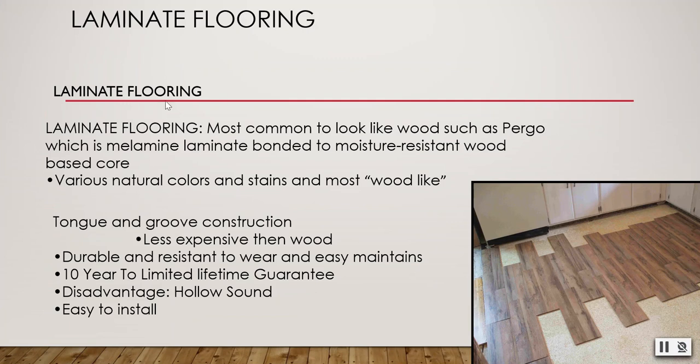Next, we want to talk about laminate floorings. Laminate flooring is another great option, and they're really getting innovated. Laminate floorings most commonly look like wood, such as Pergo. Laminate floorings are basically a melamine laminate bonded to a moisture-resistant wood base core. It's a piece of this melamine laminate, almost like a picture of wood, and they literally bind it to a substrate, and it's very durable.